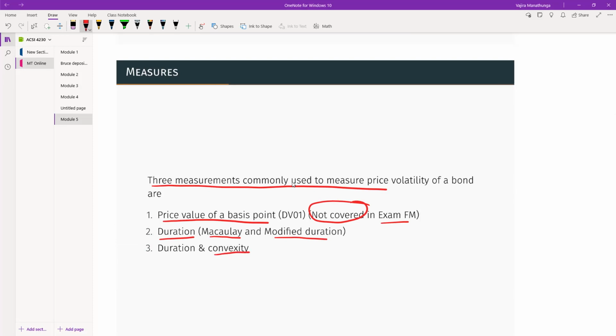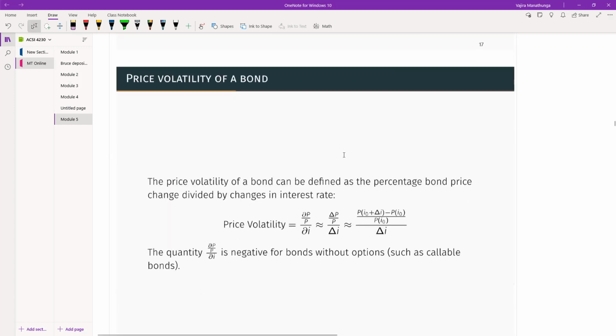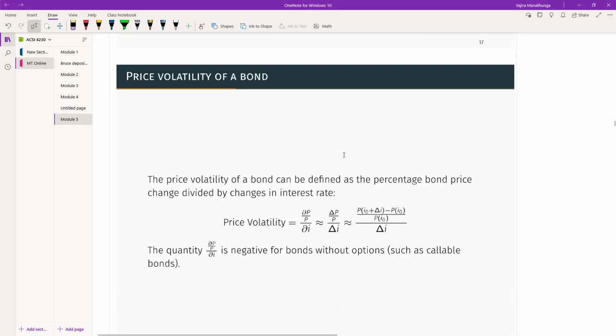So in this video, we are going to talk about duration and both types, Macaulay and modified duration. First, how are we going to define price volatility? The price volatility of a bond can be defined as the percentage bond price change divided by the change in interest rate. So that's how you define the price volatility.